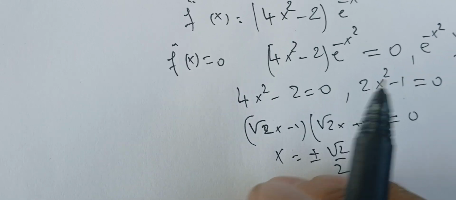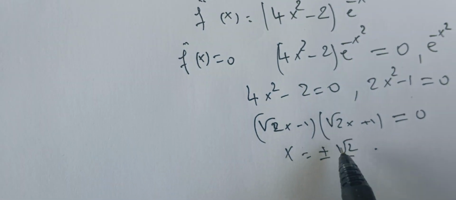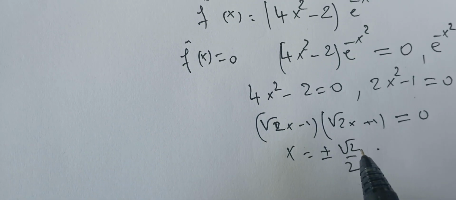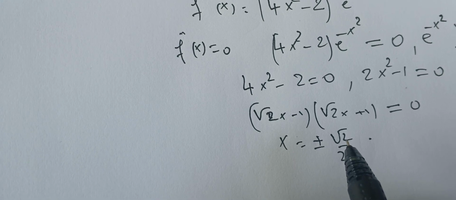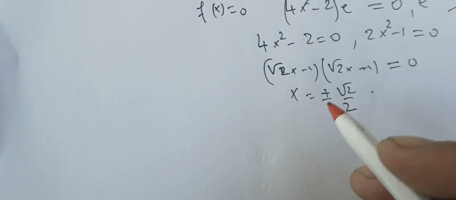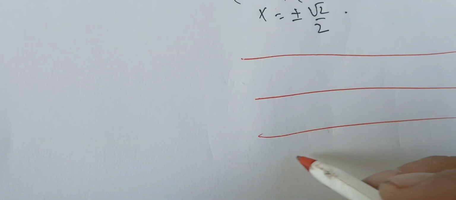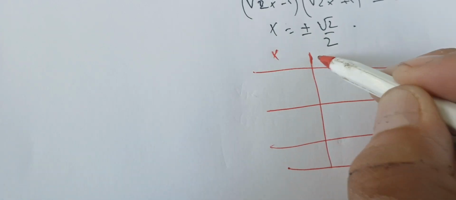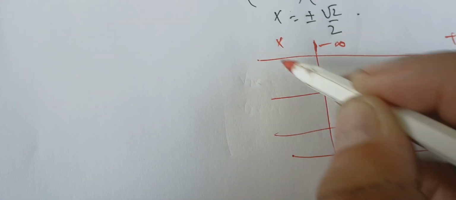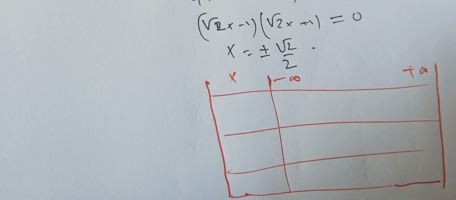Now we need to see the change of sign of the second derivative at these points, to say that these are inflection points. To do that, we're going to make a small table. That's the easiest way, I think, because we don't want to draw the line and keep guessing. My x takes values between minus infinity and plus infinity, because the domain of my function is the whole set of real numbers.